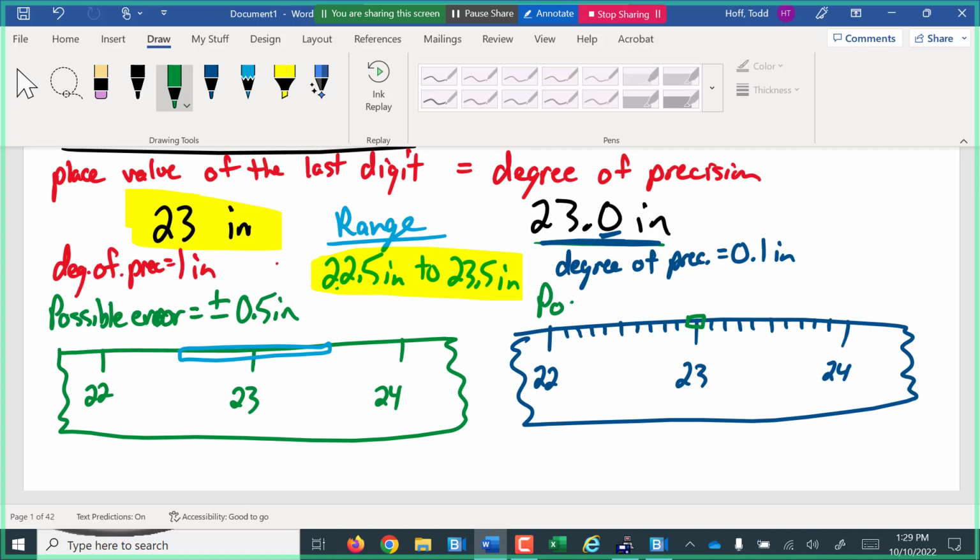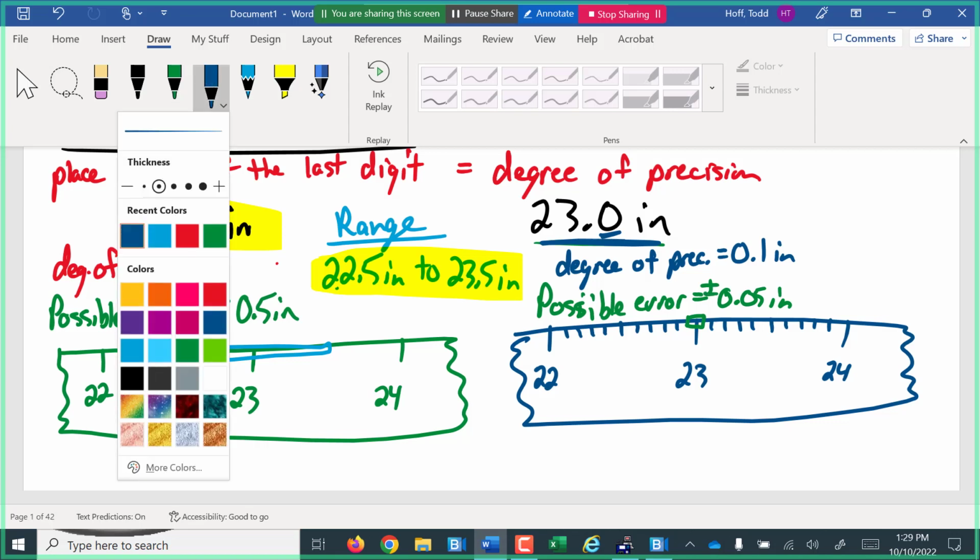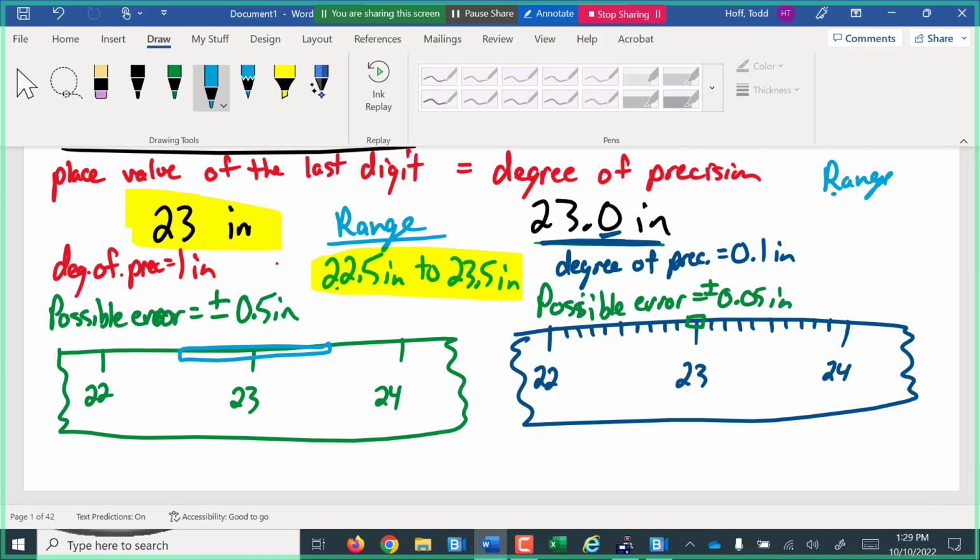So the possible error is now half of that, or 0.05 inches, plus or minus 0.05 inches. So that means that implied range is from 23.0 minus 0.05, which is 22.95 inches, to 23.0 plus 0.05, so 23.05 inches.